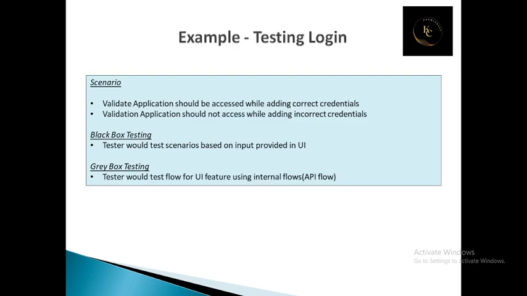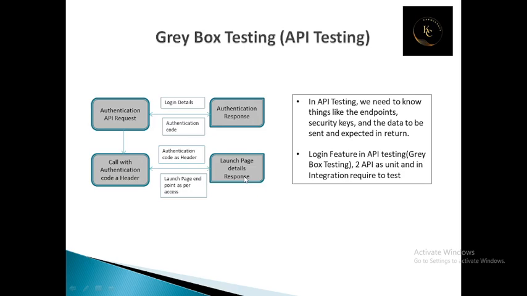Now, the same scenario I was telling you about, with credentials: where we had wrong details or correct credentials, what will happen? How do we test gray box testing? The tester would test the flow for a UI feature using internal flows. Let's see the same example. This is the authentication API request for login details. It sends login details in the request body. We get a response from the other component. It sends a code. This code will be used in another API as a header, and we get a response with the launch page details.